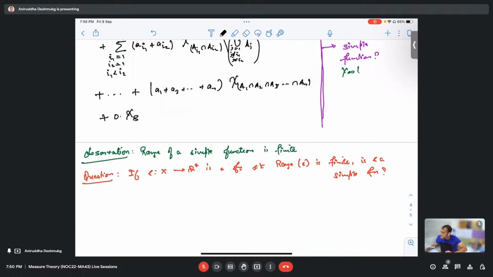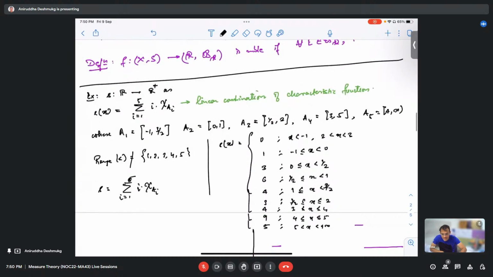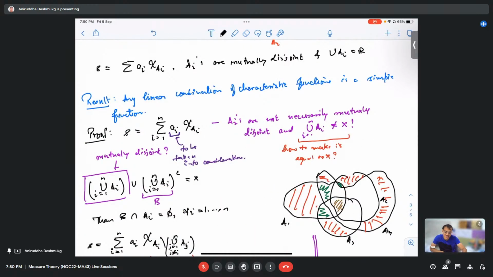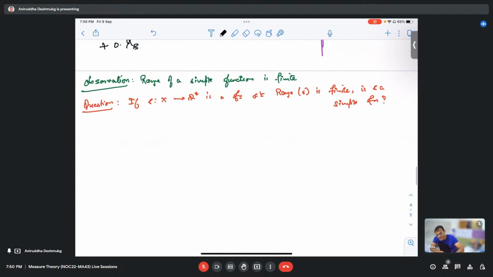So it may not be a simple function, because obviously we have done it earlier that if the sets are not mutually disjoint, then it will not be a simple function. No, no. But we can write that thing also as a simple function, right? That is what this result says. Any linear combination of characteristic functions is a simple function. Yes, sir. Then I think it would be a simple function, right?